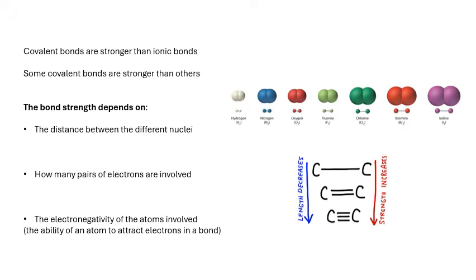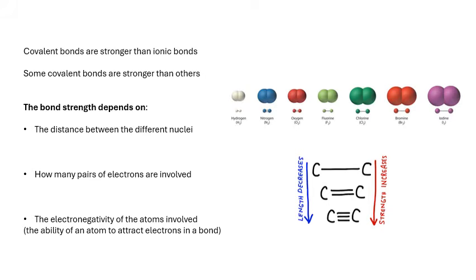Now, covalent bonds are stronger than ionic bonds, and some covalent bonds are stronger than others. So what does the strength of a covalent bond depend on? And it's pretty logical, really. It depends on the distance between the different nuclei. So if the nuclei are closer together, for example, in the hydrogen molecule, then the positives and the negatives, the strength of attraction between them will be stronger. Yes, so the bond will be stronger.